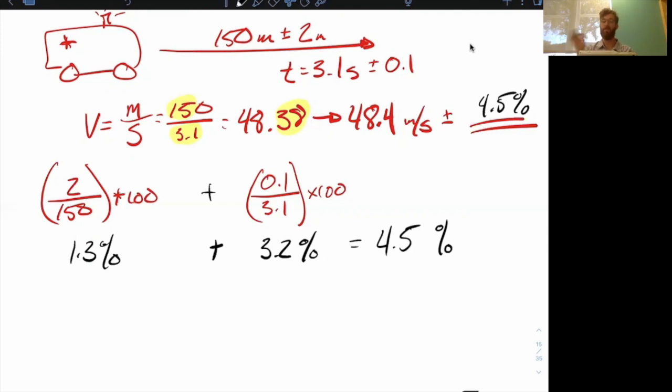But remember, ladies and gents, when we really want to go all the way, we always make sure to take that percent uncertainty and reapply it to our value. So I can go and calculate 4.5% of 48.4, and we get 2.17, which we could do as 2.2 meters per second. This, ladies and gents, is going to be our final answer.